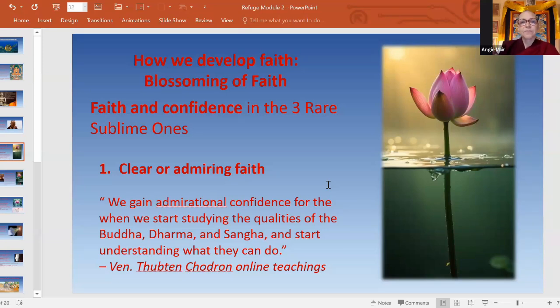But there are other aspects of the teachings where I think, wow, that really resonates with me, I can really see that, I can understand that. And that's when we start at the first stage of developing faith, when the lotus of our mind starts to open and we get a clearing or admiring faith. We gain an admiring confidence when we start studying the qualities of the Buddha, Dharma, and Sangha and start understanding what they can do for us.